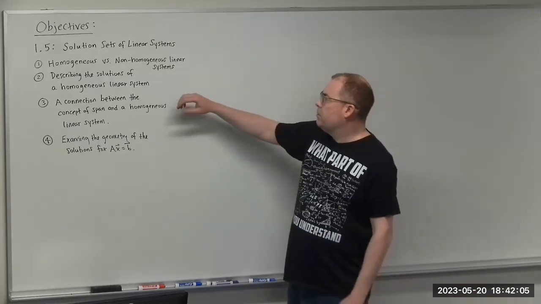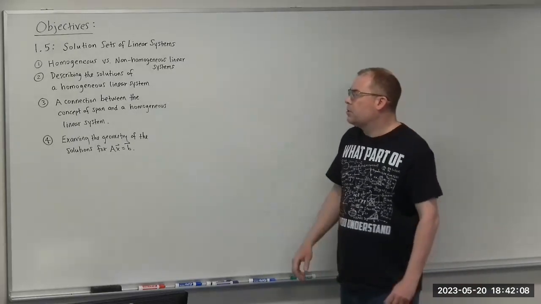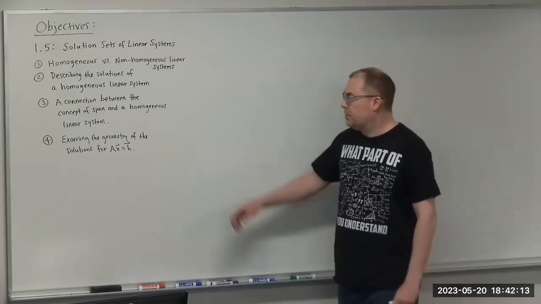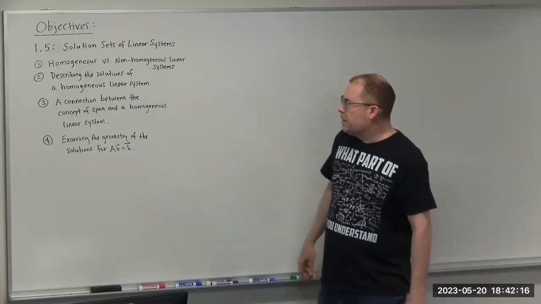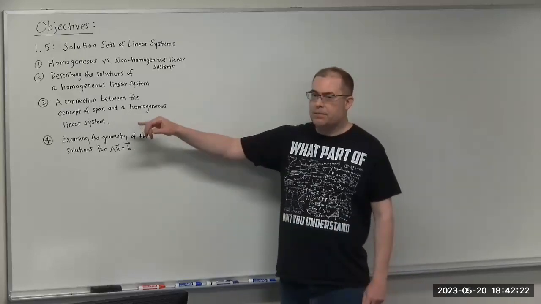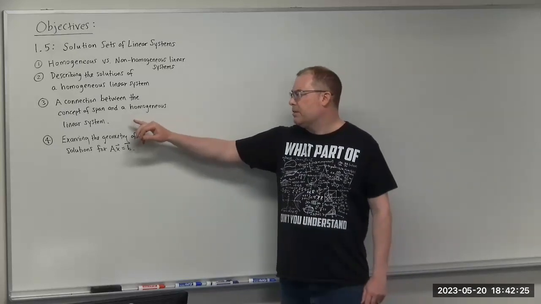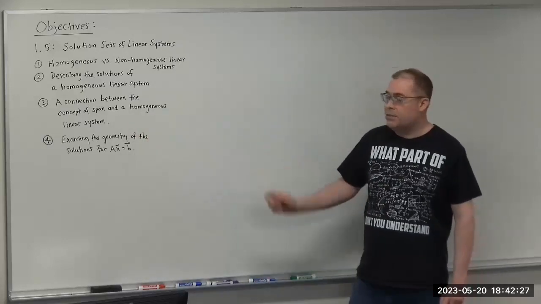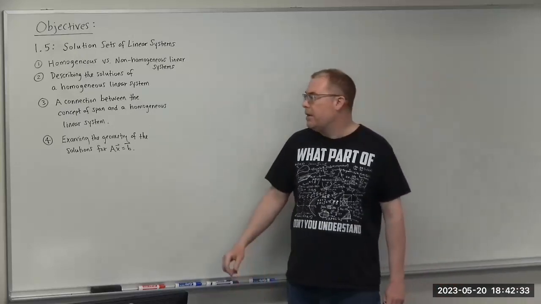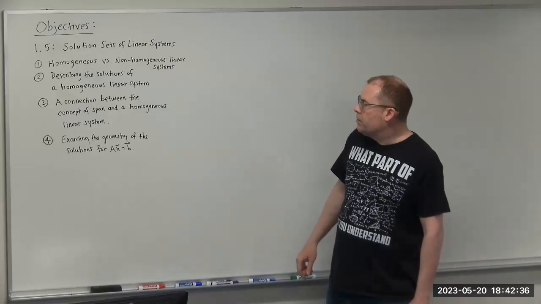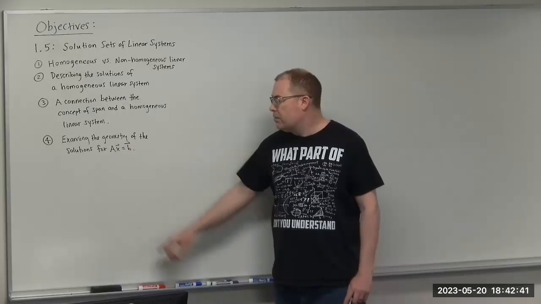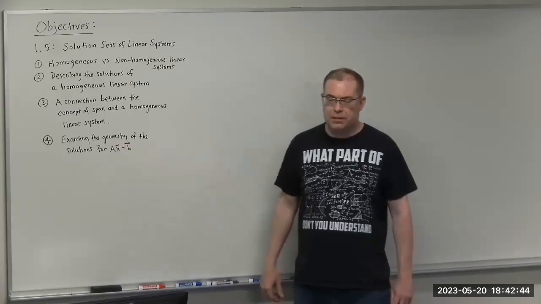And then from there, we're going to describe the solutions of a homogeneous linear system. We're going to talk about this with an example, and then we're going to talk about the connection between the concept of span and a homogeneous linear system. Remember, the concept of span was discussed two sections before, in section 1.3. And then we're going to look at the geometry of the solutions for this kind of system, for AX equals B, this matrix system.